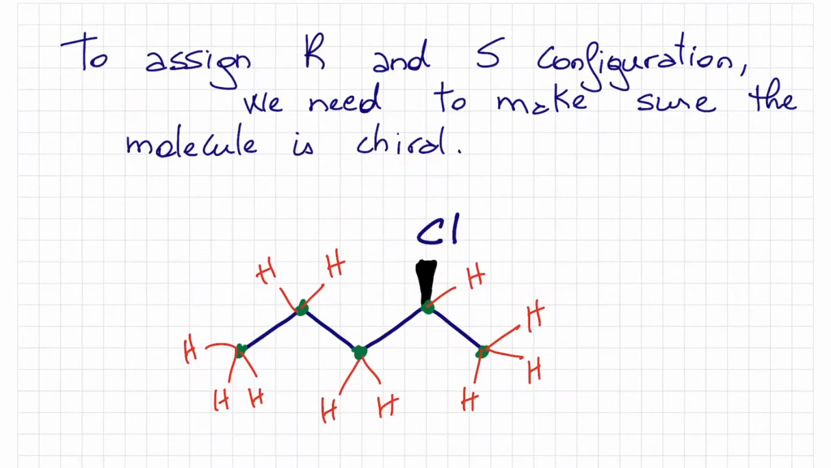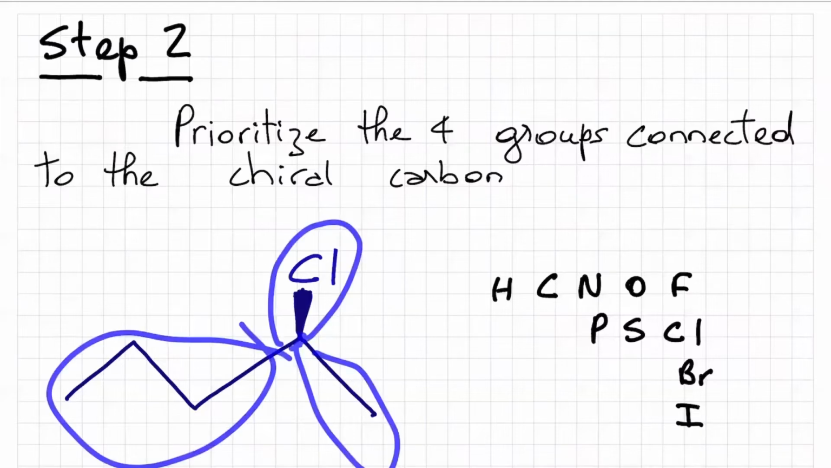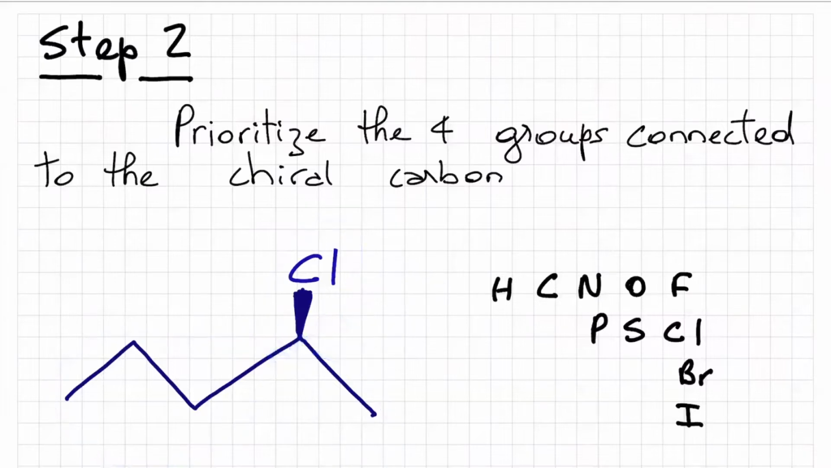Now, let's assign the R and S configuration. After locating your chiral center, in this case we only have 1, we're going to assign priority to the 4 groups that are directly connected to the chiral center. In other words, we're going to rank those groups from 1 to 4, because remember we have 4 different groups: 1, 2, 3, and of course the hydrogen that we know is there, the 4th group. Which one is the most to the least important? To do that, we're going to use this small part of the periodic table.